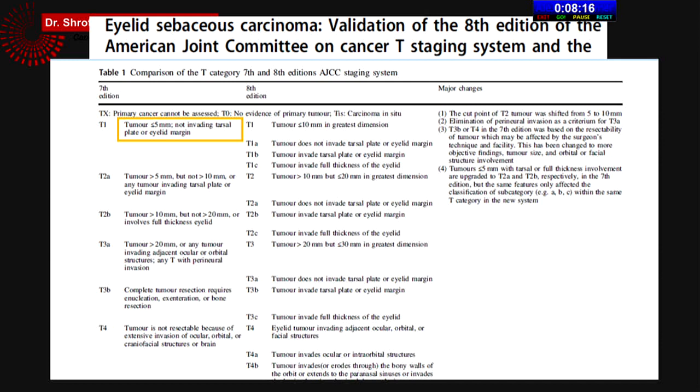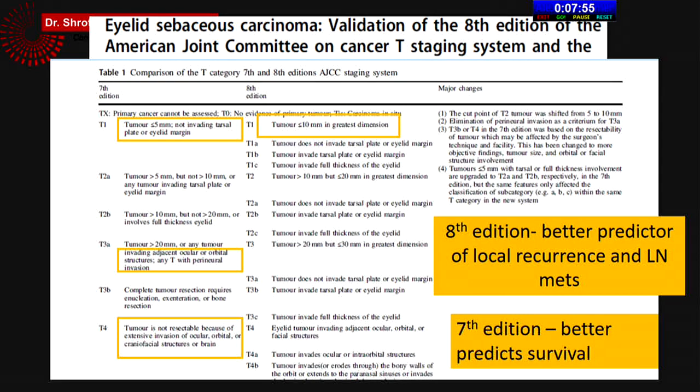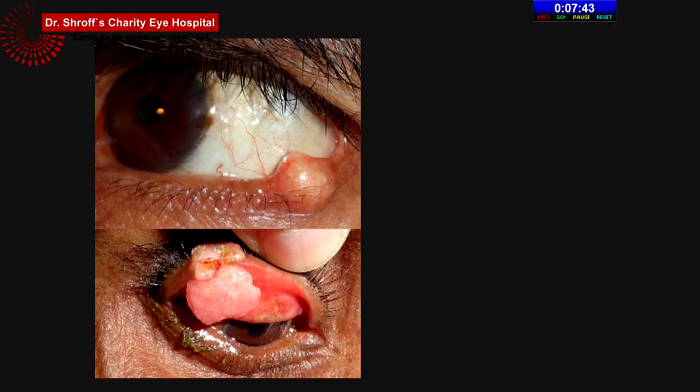That means you are downstaging the tumors at T1, while in T3 and T4, some of the tumors which were earlier included in the basket of T3 have now moved into T4. So you're upstaging the tumors there. What it essentially means is that the 8th edition seems to predict the local recurrence and the lymph node metastasis better. However, survival prognosis seems to be better predicted by the 7th edition. Probably some further modification in the next edition will take care of those, but as of now, we need to follow one of the staging systems.